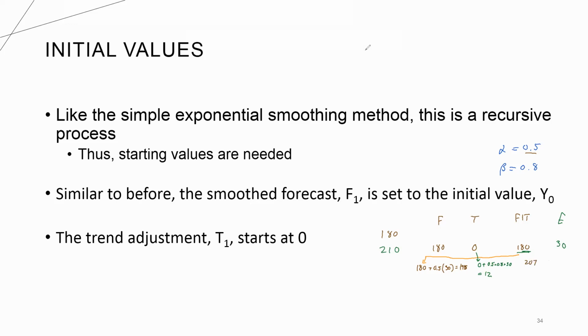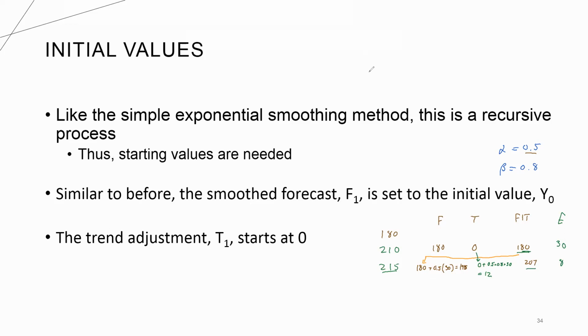And then what happens? Well, we get a new value, and then we're going to see how good our forecast was. Our new value is 215. So now we can get a new error. 215 minus 207 is 8. So the error was 8.